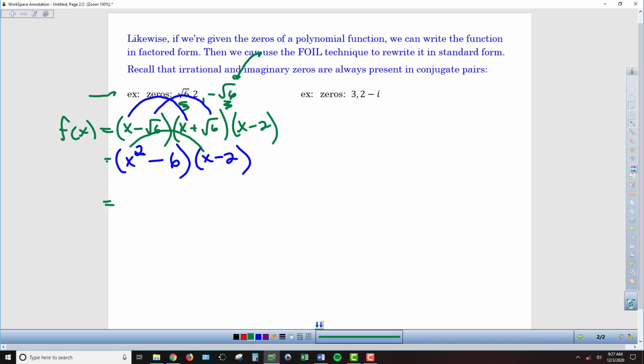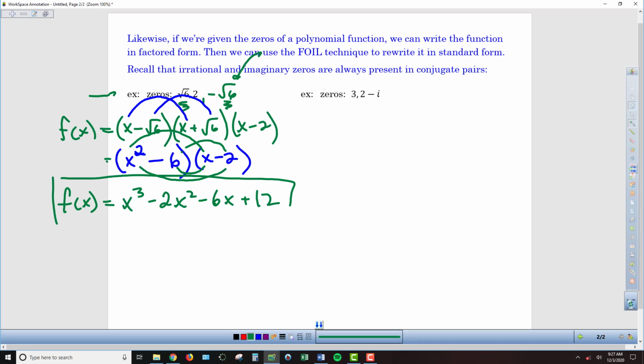So I'm going to multiply x squared times x and get x cubed. I'll multiply my outer: x squared times negative 2 is negative 2x squared. The inner, negative 6 times x is negative 6x. And then my last, negative 6 times negative 2 is positive 12. So we've taken our zeros, written them as factors, and then we've taken those factors and FOILed them out to end up with our polynomial function in standard form.